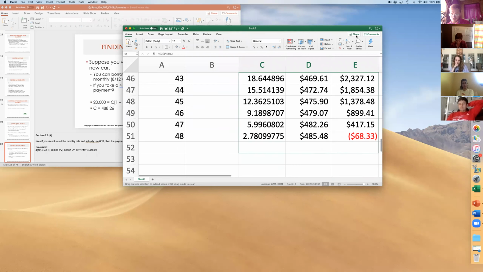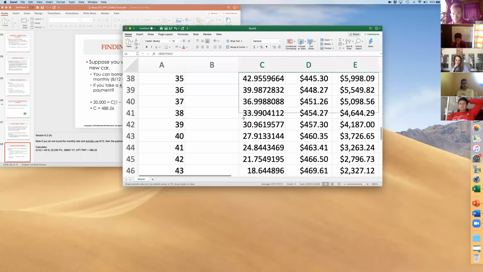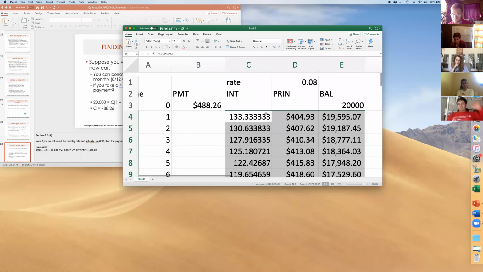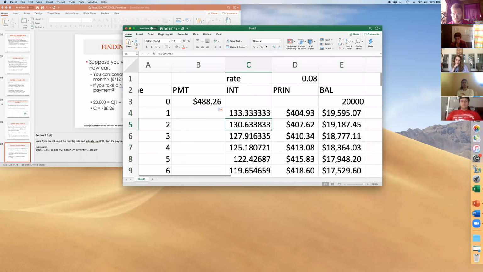Oh, looks like we're stuck. Make sure I did that right. Hold on. I'm having trouble with my mouse here. I think my batteries might be almost out.